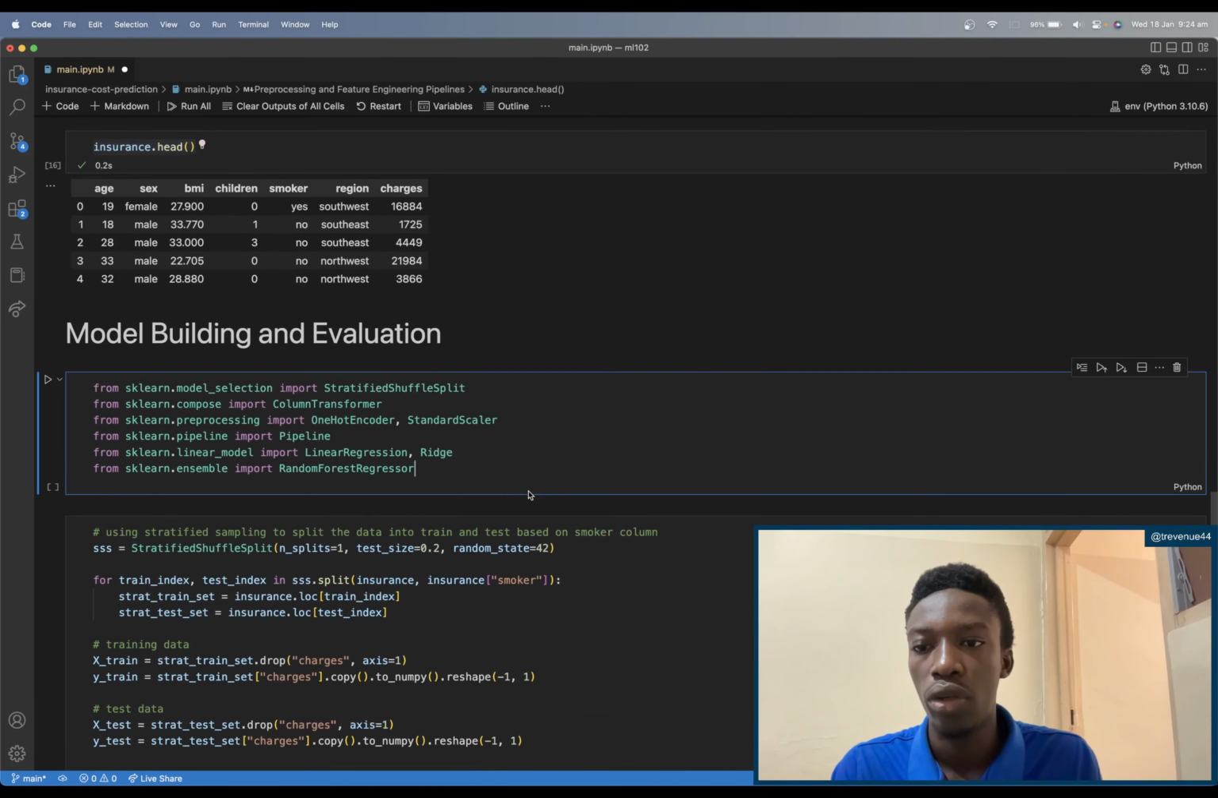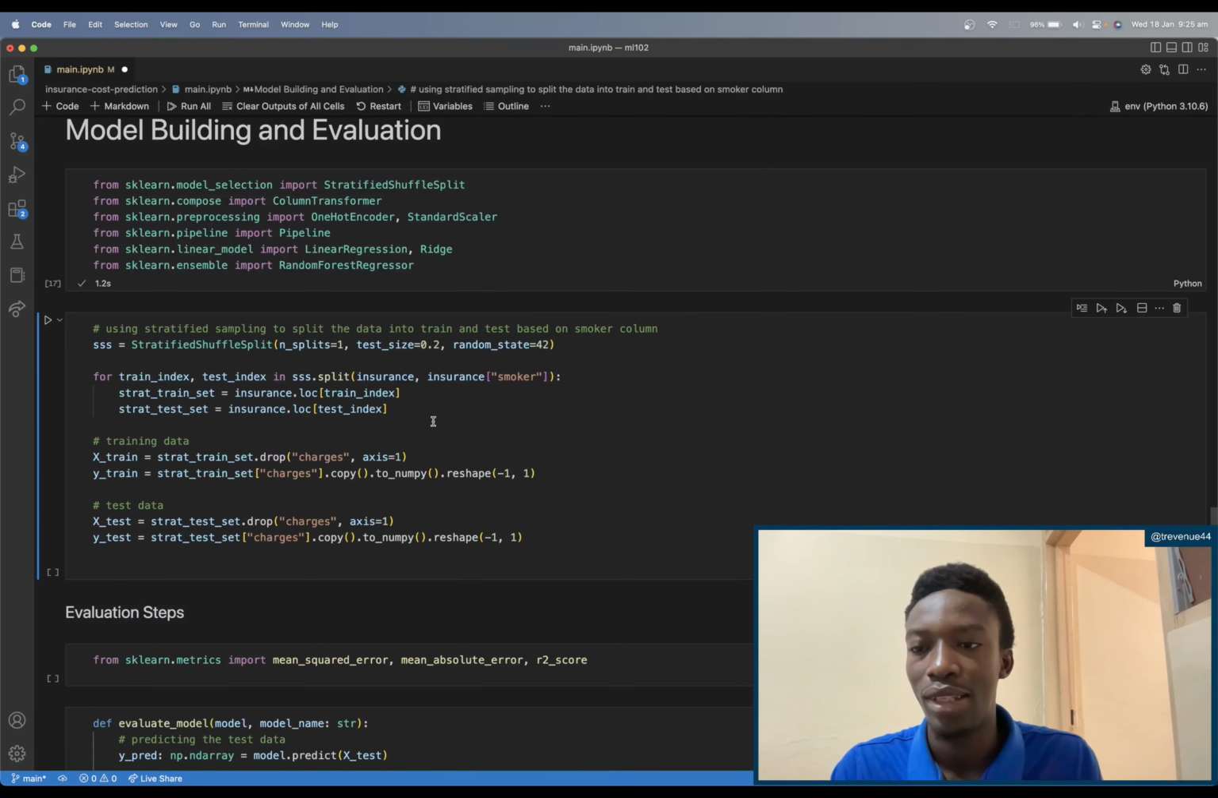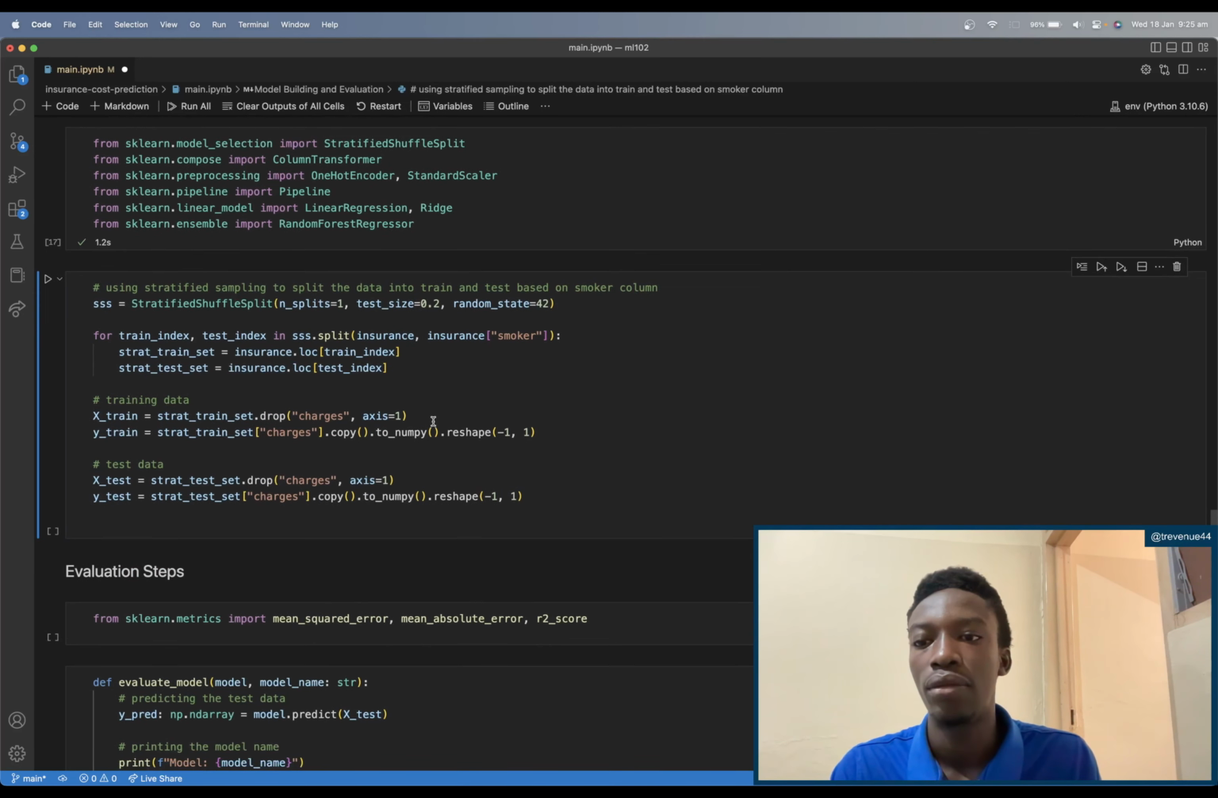Now in my model building and evaluation, you have to import the necessary stuff. So like I was saying, talking about stratified splitting of the data set so that the ratio of the smokers and the non-smokers would be maintained, I did that here. I basically imported a stratified shuffle split, and using a for loop, I was able to get a training index and the test index from my data set after splitting it here. The number of splits has to be 1, the test size 0.2. I added a random state to make sure everything is constant.